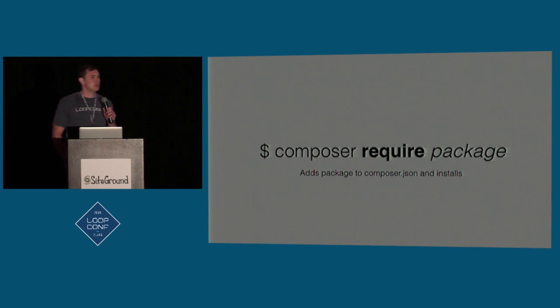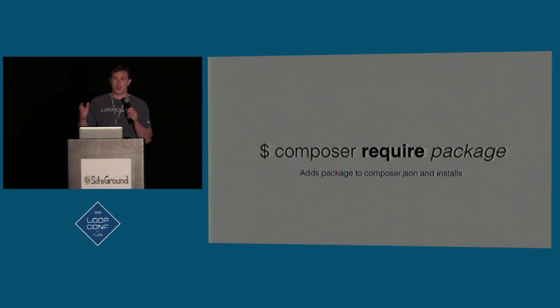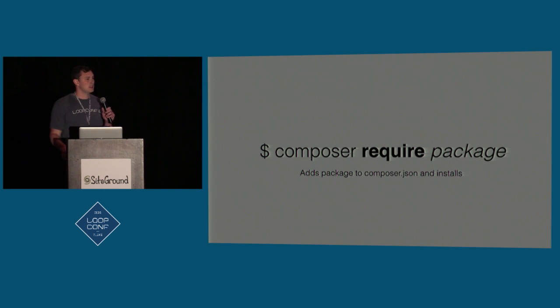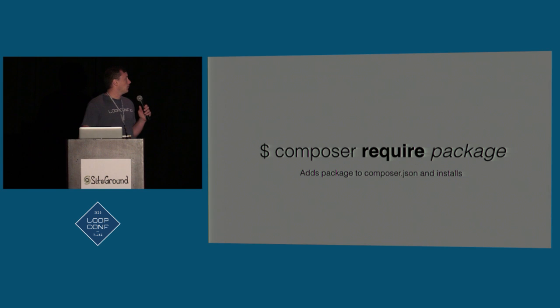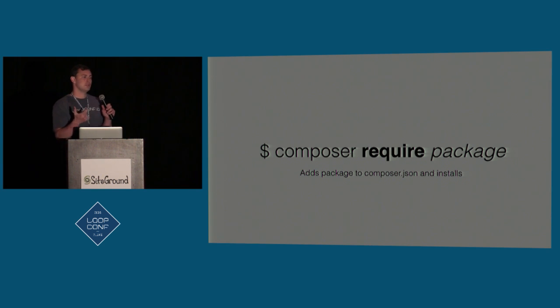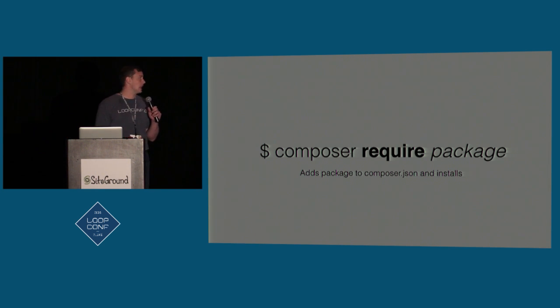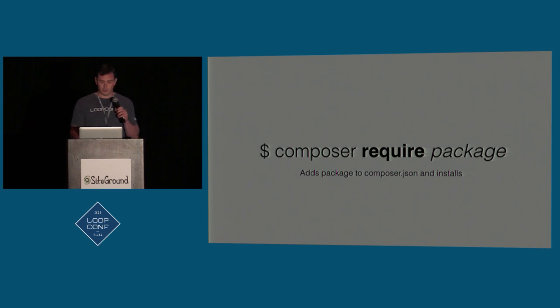The first thing that you do once you have a composer.json file is you would run composer require and then the name of a package that you want to install. So some third-party library. And what that'll do is it'll add the necessary requirement line to your configuration, and actually go ahead and download and install that package for you.